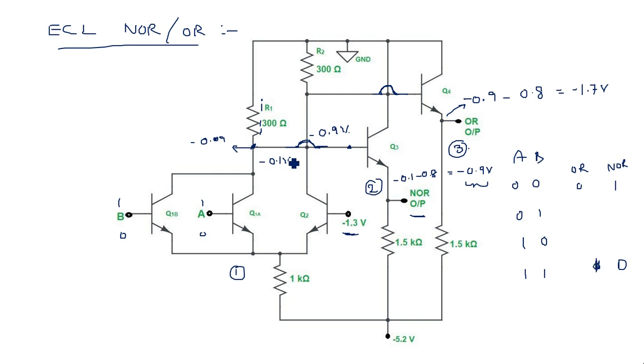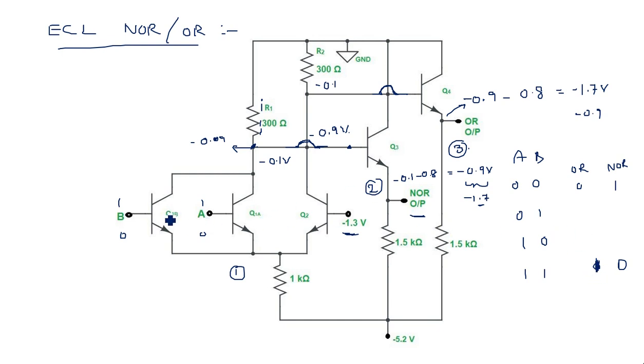So NOR output is -0.9 here and -0.8, that makes -1.7. What is meant by -1.7? It is logic 0. And oppositely, what happens here, off state means -0.1 here, -0.1, -0.8, it gives -0.9. So this -0.9 takes this as logic 1.